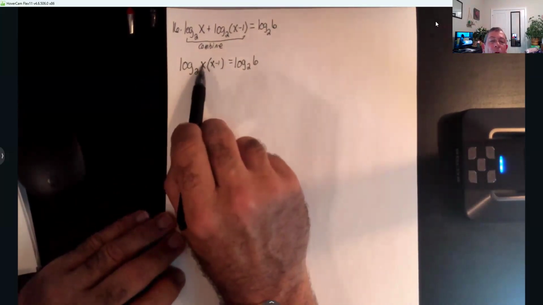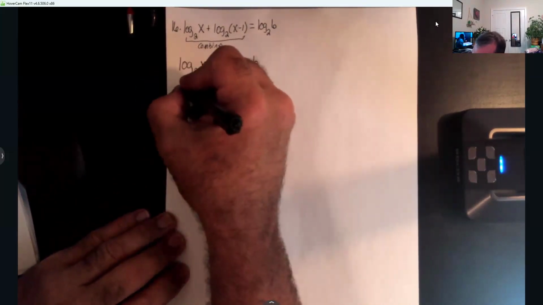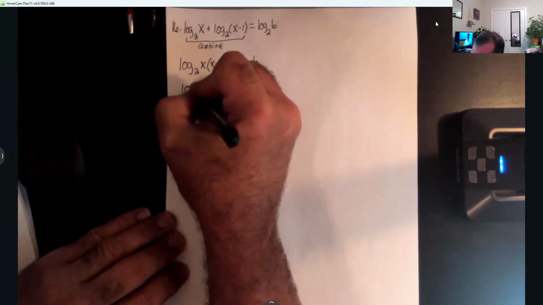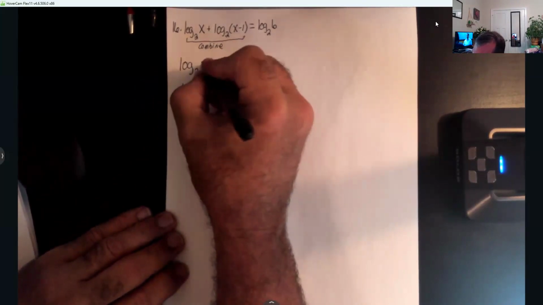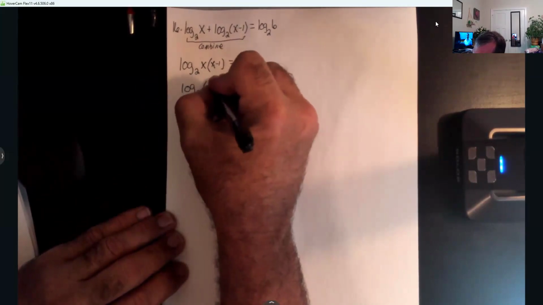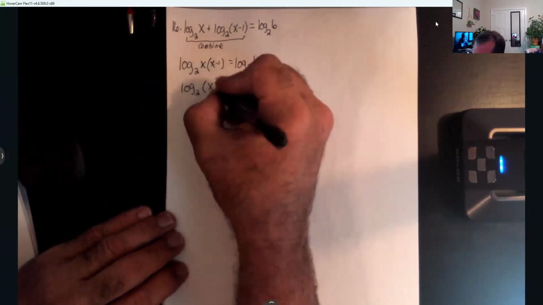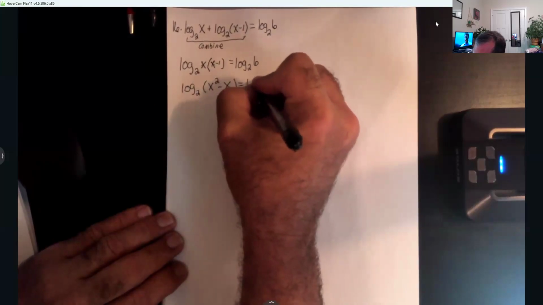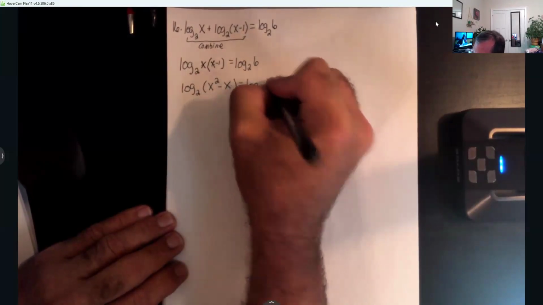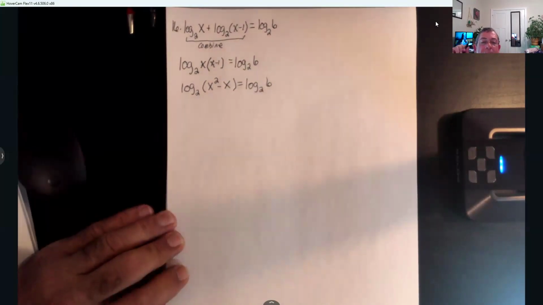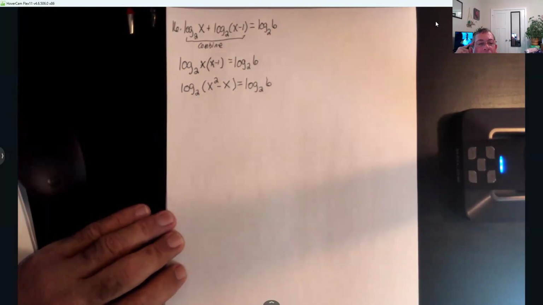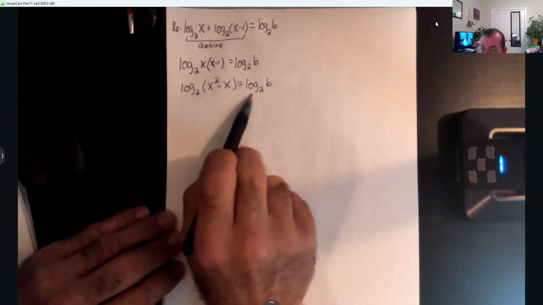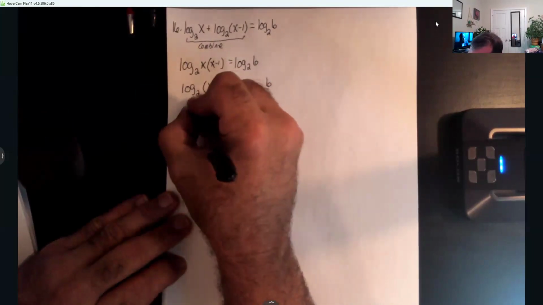And y'all, I'm just going to multiply this out real quick so that I get my log 2. And my product, x times x is x squared. X times negative 1 is a negative x. And then that'll still equal my right side. So, y'all look at that. We got log bases that match.